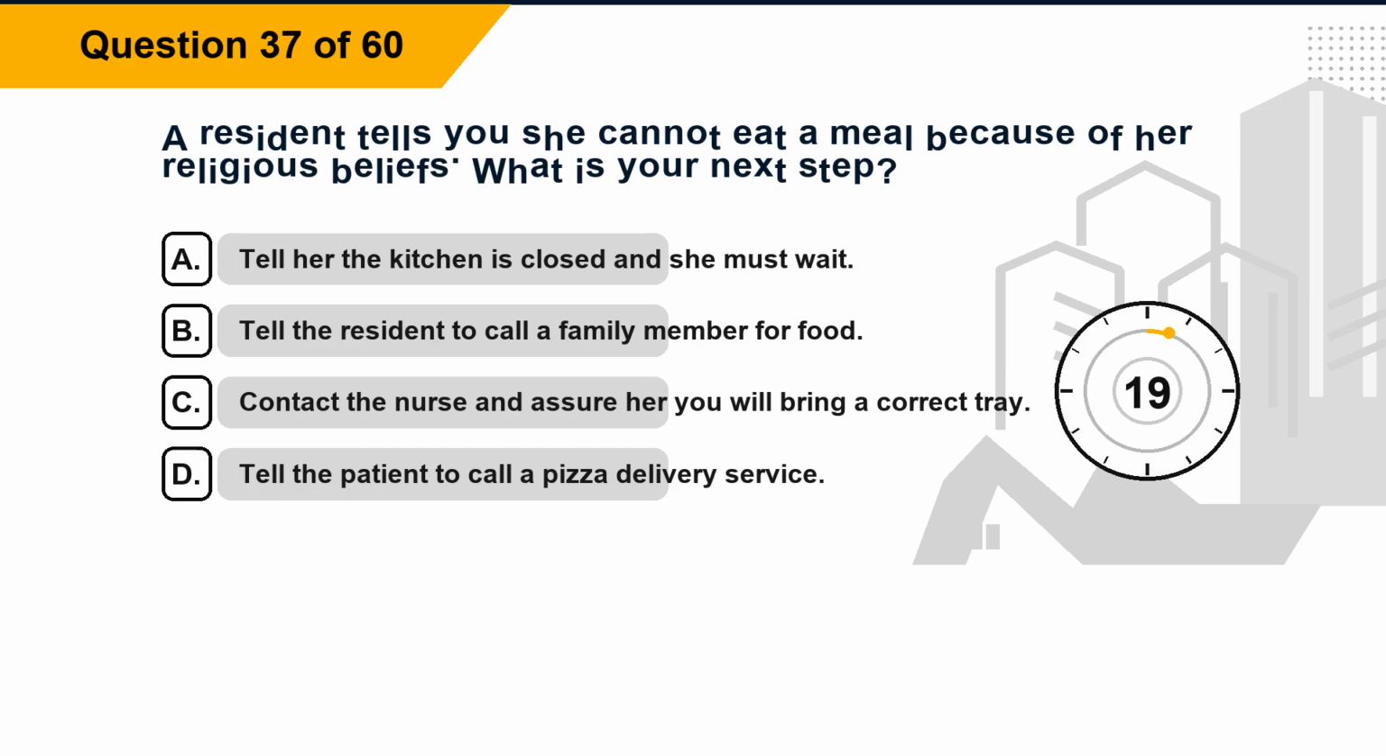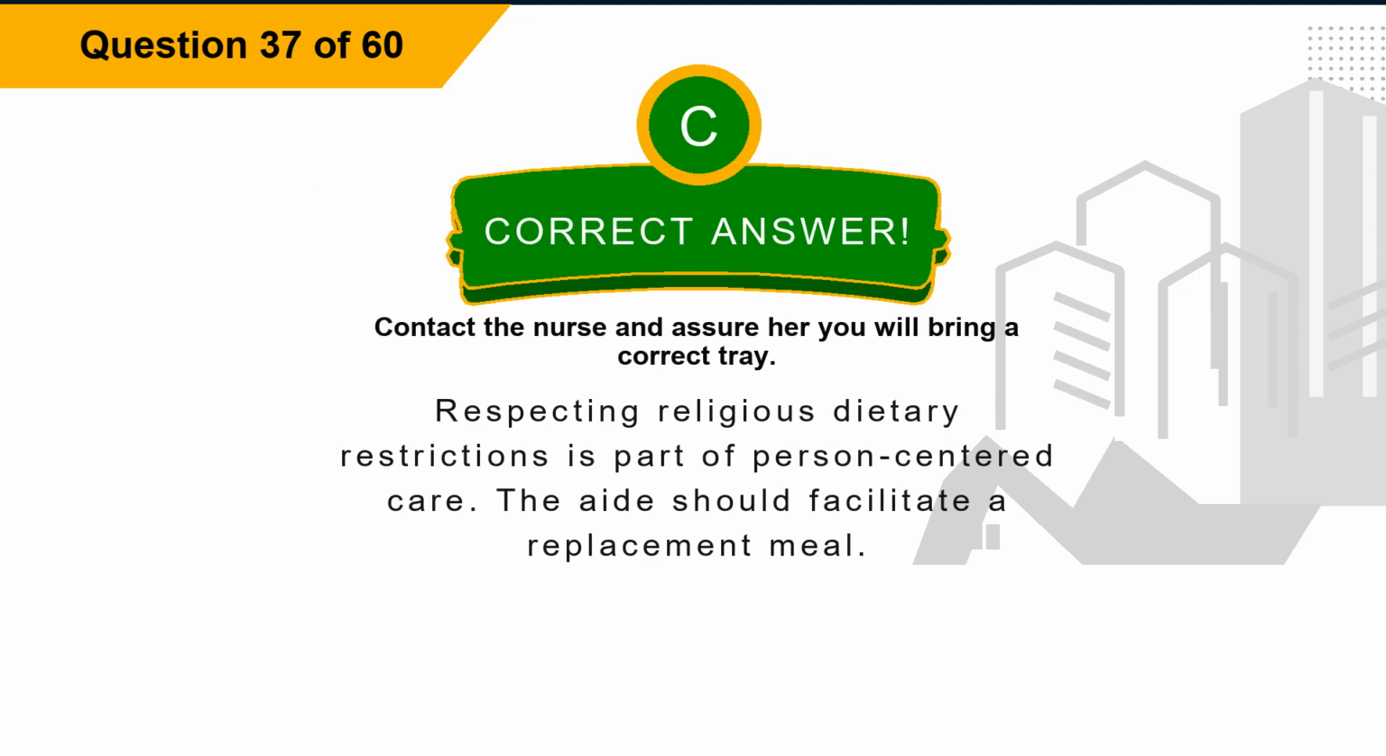Question 37. A resident tells you she cannot eat a meal because of her religious beliefs. What is your next step? Option A, tell her the kitchen is closed and she must wait. Option B, tell the resident to call a family member for food. Option C, contact the nurse and assure her you will bring a correct tray. Option D, tell the patient to call a pizza delivery service. The correct answer is option C, contact the nurse and assure her you will bring a correct tray. Explanation: respecting religious dietary restrictions is part of person-centered care. The aide should facilitate a replacement meal.